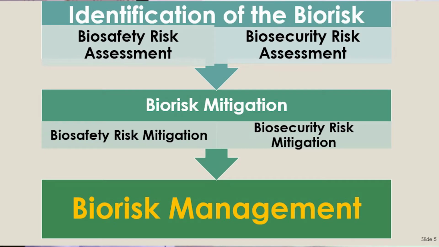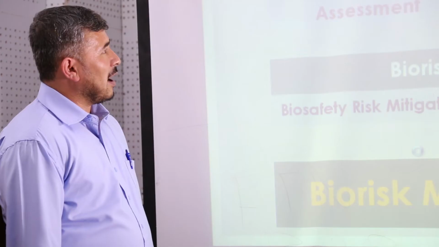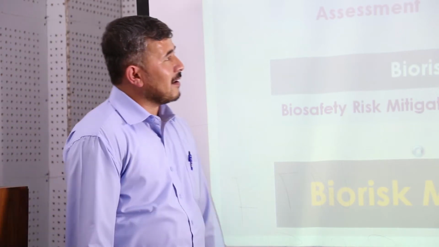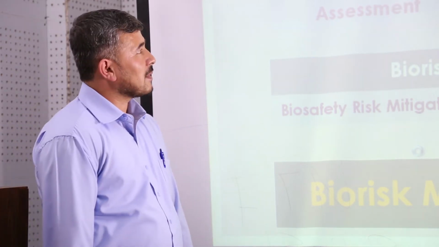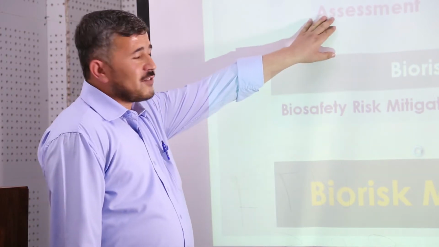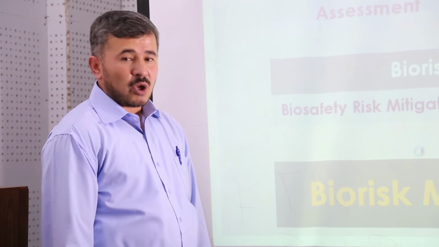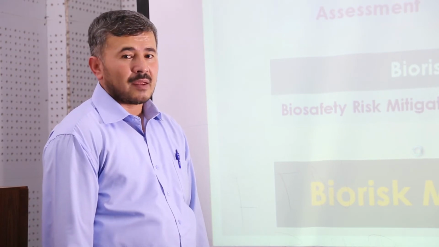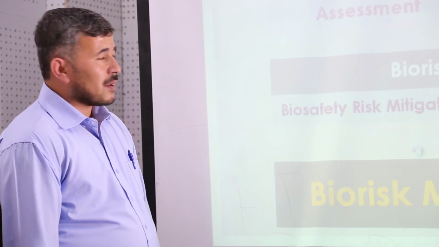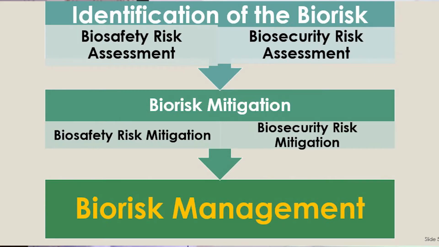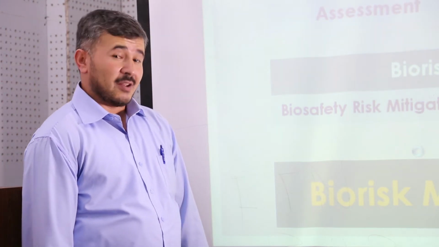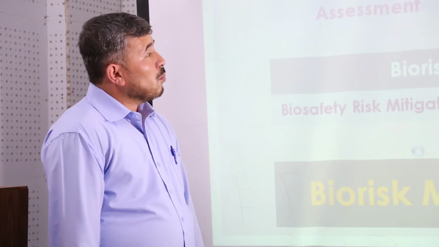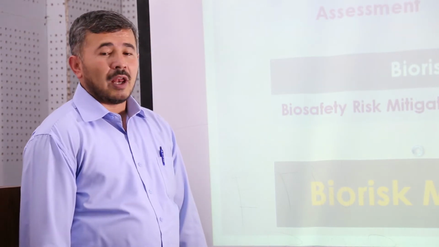So biorisk mitigation or biorisk management could be done as follows. First of all, we have to identify the biorisk inside the lab. So it should be biosafety risk assessment and biosecurity risk assessment at the same time. Most of the time, the lab manager will consider biosafety risk assessment but forget biosecurity risk assessment. Both of these are equally important.